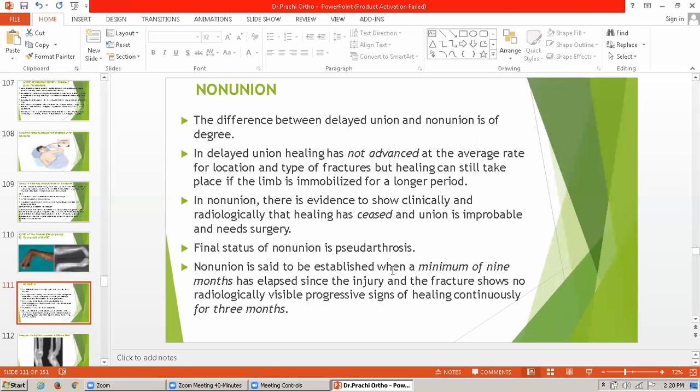Non-union is said to be established when a minimum of 9 months has elapsed since the injury and the fracture shows no radiologically visible progressive signs of healing continuously for 3 months.